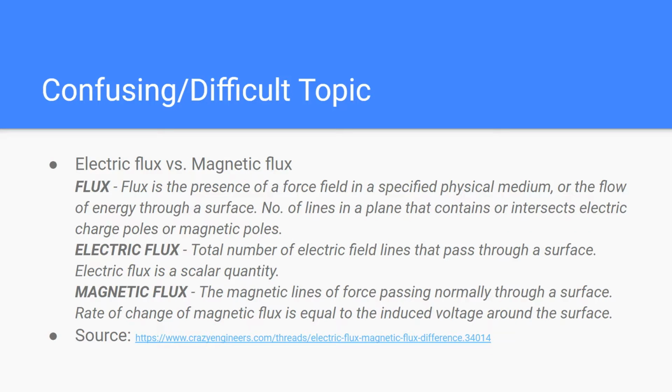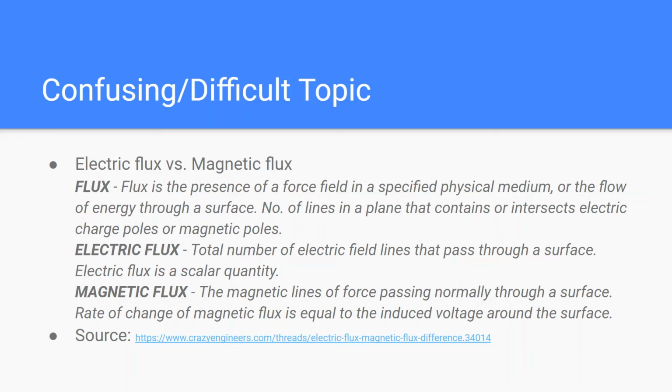A confusing topic was the difference between electric flux and magnetic flux. And so flux is actually the presence of force field in a specified physical medium, or the flow of energy through a surface, and the number of lines in a plane that contains or intersects electric charge poles or magnetic poles are flux. And for electric flux, we know the total number of electric field lines that pass through a surface is equal to the flux, and it is a scalar quantity.